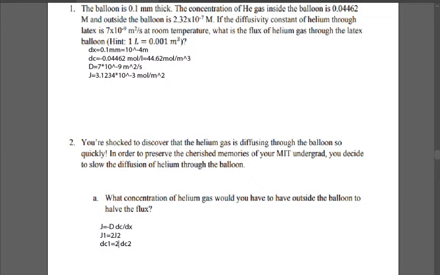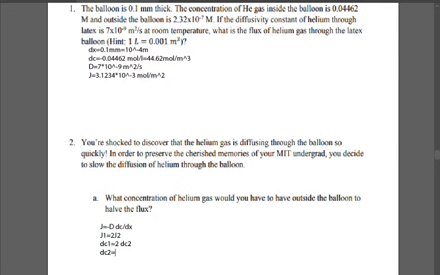No, wait. You want to halve the flux, right? So that means J1 must equal 2J2. D would cross out, dx would cross out, so it's just a simple thing. So dC2 would equal to that.